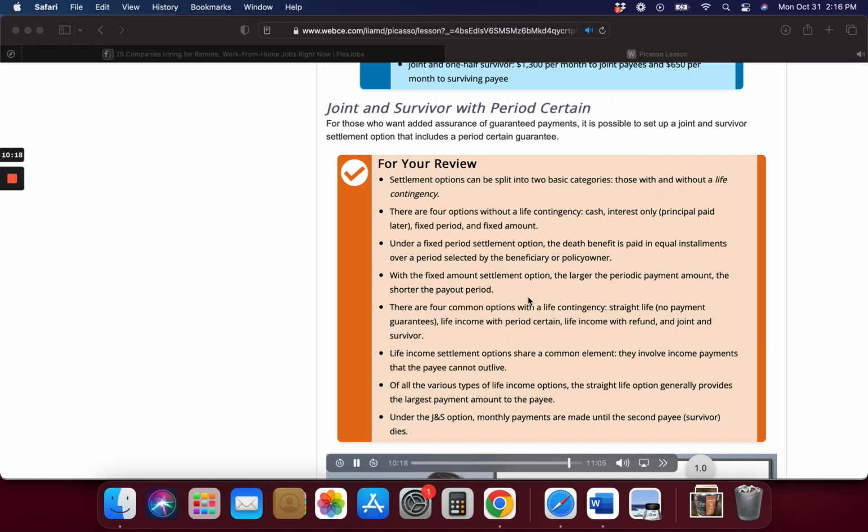With the fixed amount settlement option, the larger the periodic payment amount, the shorter the payout period. There are four common options with a life contingency: straight life, no payment guarantees, life income with period certain, life income with refund, and joint and survivor. Life income settlement options share a common element: they involve income payments that the payee cannot outlive. Of all the various types of life income options, the straight life option generally provides the largest payment amount to the payee. Under the J&S option, monthly payments are made until the second payee, survivor, dies.